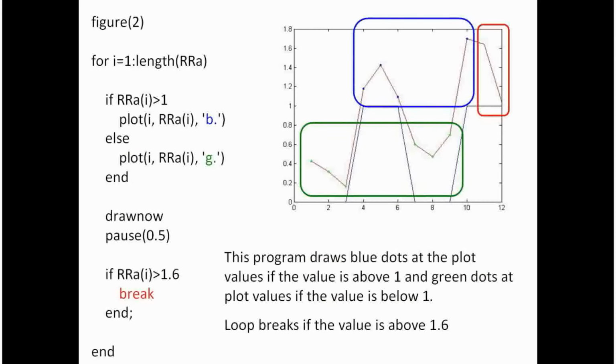Now we will try to write a short program which will use for loop, if statement, pause, and break. And it will use our generated by us variable RRA, which is a combination of random and non-random data.